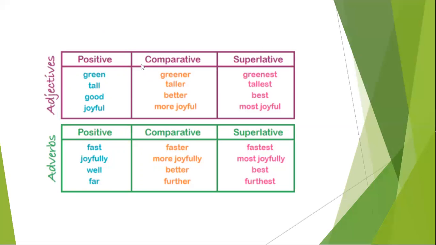Next we can see some adjectives. For example, green is the positive degree, while writing in comparative, greener, greenest. Then tall, taller, tallest. Good, better, best. Joyful, more joyful, most joyful. So these are all called adjectives. Now some adverbs, that is fast, faster, fastest, joyfully, more joyfully, most joyfully, well, better, best, far, further, furthest. So these are all called adverbs.